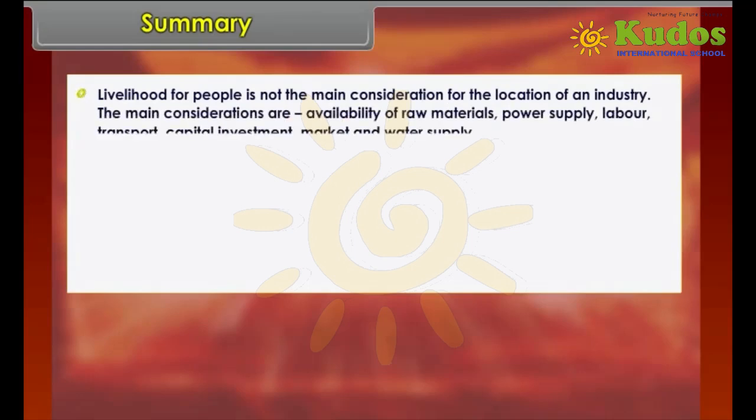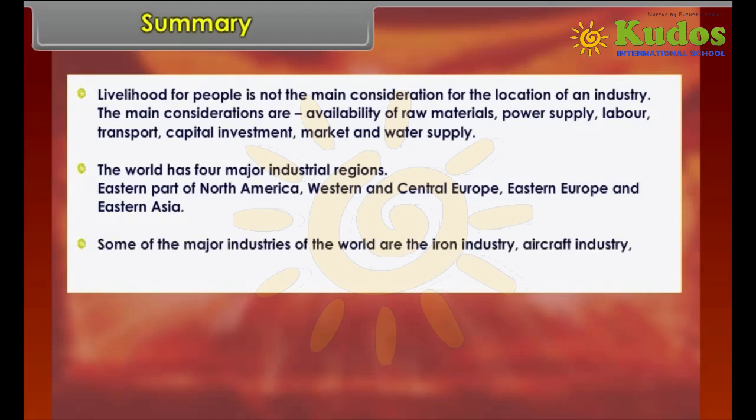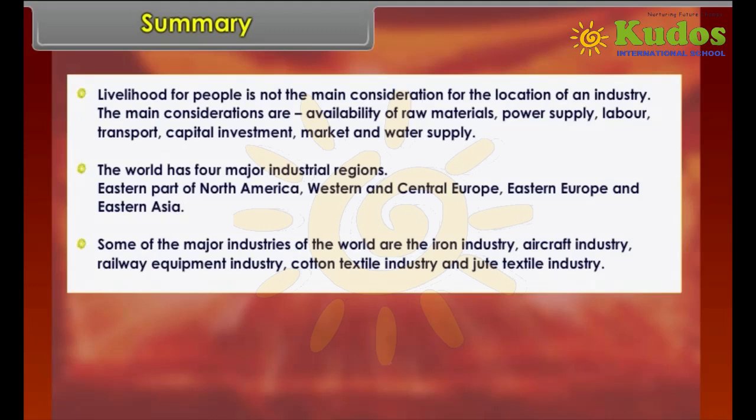Livelihood for people is not the main consideration for the location of an industry. The main considerations are availability of raw materials, power supply, labor, transport, capital investment, market and water supply. The world has 4 major industrial regions: eastern part of North America, Western and Central Europe, Eastern Europe and Eastern Asia. Some of the major industries of the world are the iron industry, aircraft industry, railway equipment industry, cotton textile industry and jute textile industry.